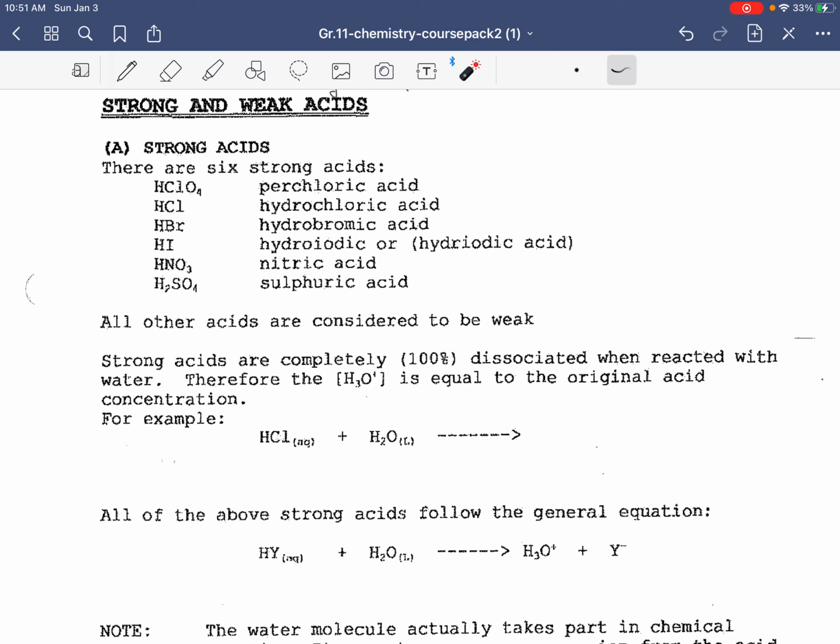Now, let's take a look at strong acid versus weak acid today. So today's lesson is about strong versus weak, and we're going to look at something called conjugate pairs at the very, very end. So what makes an acid strong and what makes an acid weak? Well, let's kind of determine this first.